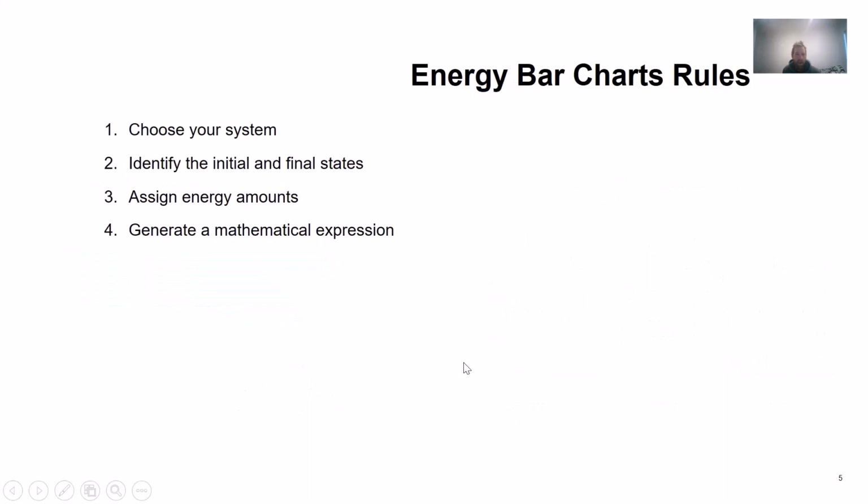So how do you go about using energy bar charts and teaching them to your students? There are 4 steps, and we're going to go through each of them. Choosing a system, which is something you probably overlook as teachers, certainly in a high school setting. Identifying the initial and final states, which seems really obvious to us teachers, but there's a lot of evidence in the research that students actually struggle with this. Assigning energy amounts, and then we use our bar chart to generate a mathematical expression.